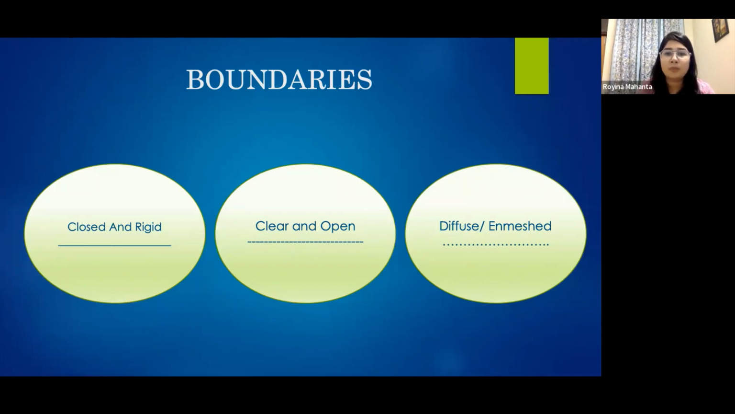And clear and open boundaries are the healthy kind of boundaries. So if it is closed and rigid or diffuse or enmeshed, we seek to make the boundaries healthy, that is, clear and open. So like I said, we look at what kind of boundary is present within the family members. Out of these three, we see what kind of interaction is present within the family members, which helps us understand the nature of boundaries. And the external boundary helps us understand the boundaries of the family to the larger society, to the neighbors, relatives, and other people within the society.